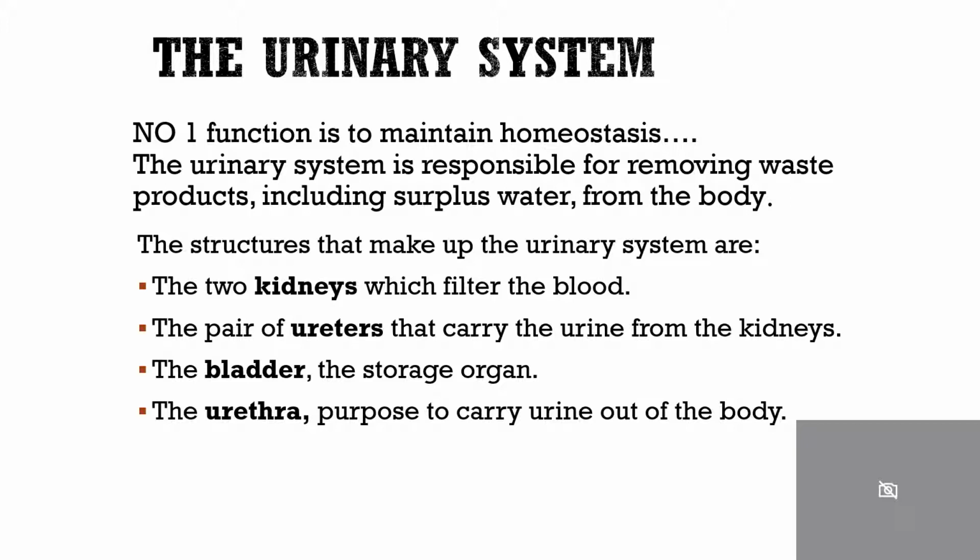The urinary system. The number one function is to maintain the body's homeostasis. Homeostasis is the balance of all things in the body, so this is vitally important. The urinary system is responsible for removing waste products, including surplus water. The structures that make up the system are the 2 kidneys which filter the blood, the pair of ureters that carry the urine from the kidneys, the bladder which we class as a storage organ, and the urethra whose purpose is to carry urine out of the body.